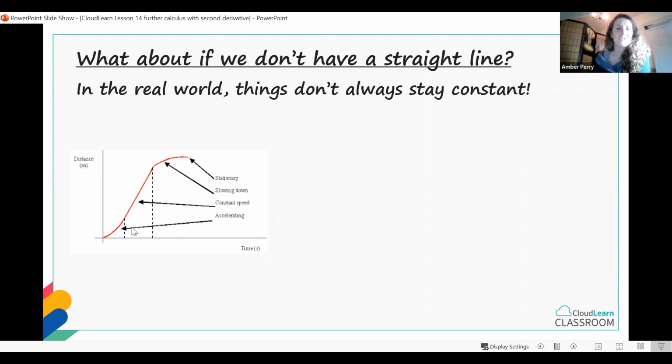And so we can't just calculate a nice simple gradient on here. We could calculate a nice simple gradient on this straight line bit by just dividing distance by time. But on these two bits, we can't just get, okay, my speed is a particular number, because there's no number for it. What's actually happening here is the speed is changing.